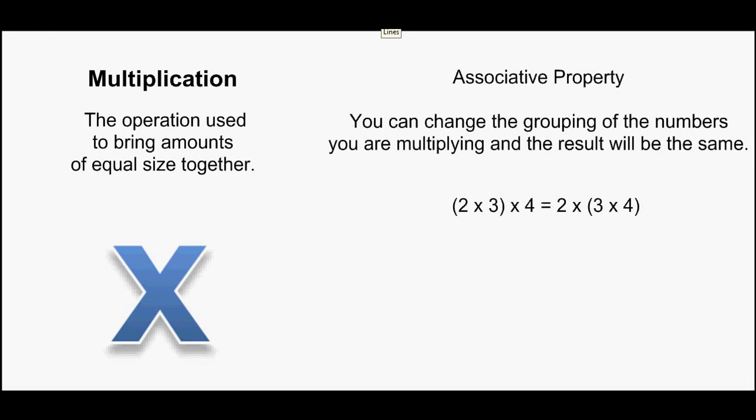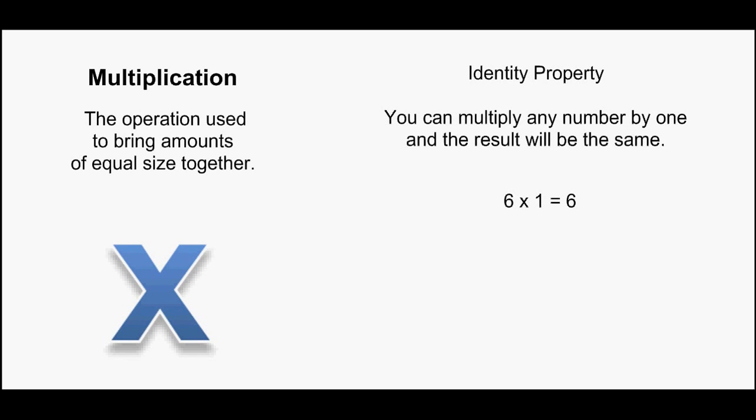Another useful property is the associative property, where you can change the grouping of the numbers that you are multiplying, and the result will be the same. For example, 2 times 3 is 6, times 4 is 24, equals 2 times 12, which is also 24.